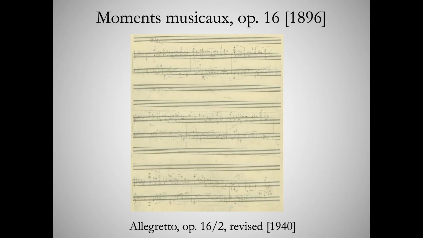Here's just a page from that. So let's see what that looks like. Light pencil again.